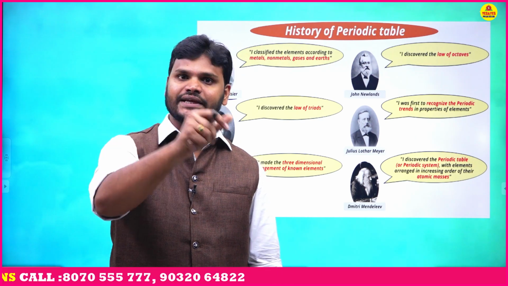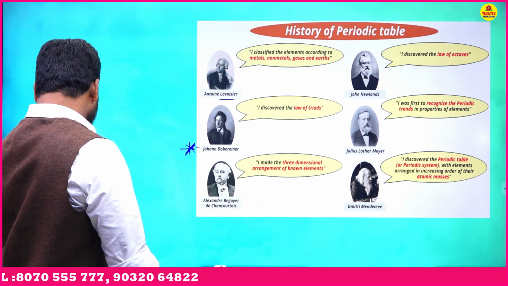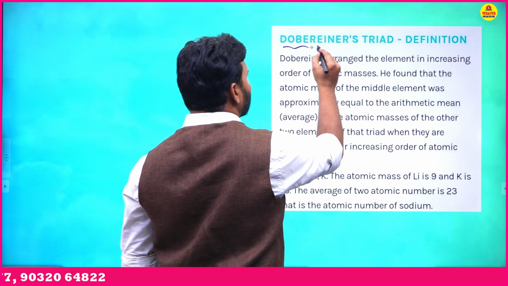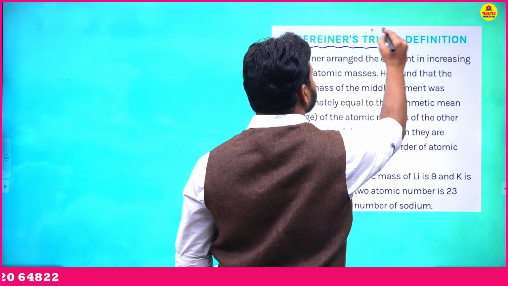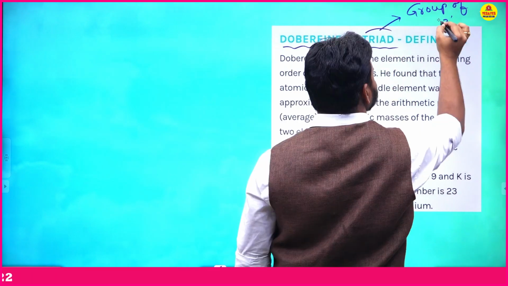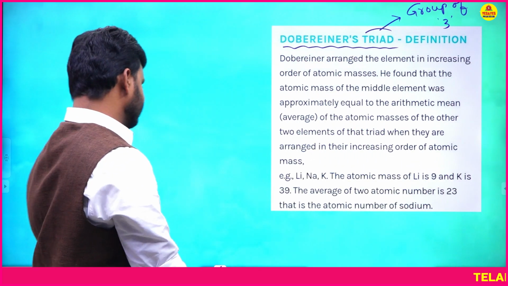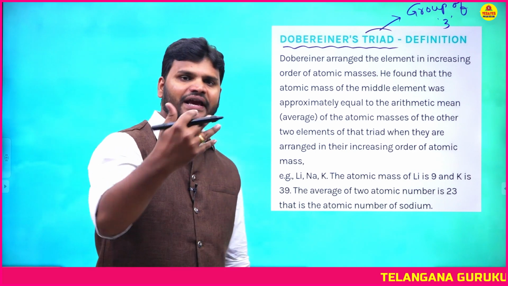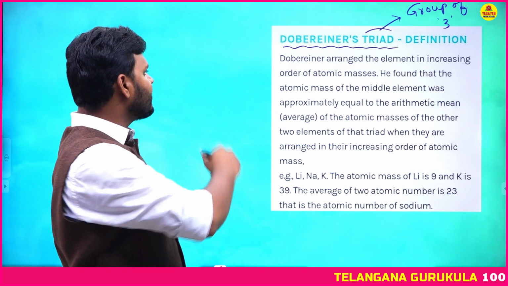Triad is nothing but three. Once we need to discuss this concept. Just look at the board. So what is the Döbereiner triad? Triad is nothing but three, a group of three. That is nothing but a Döbereiner triad. So what is the statement? What statement had he given? He had given this statement.